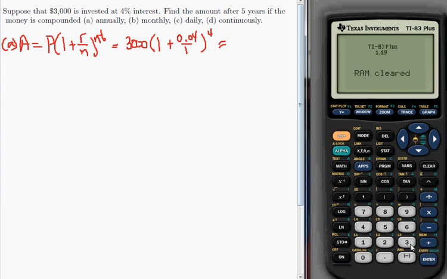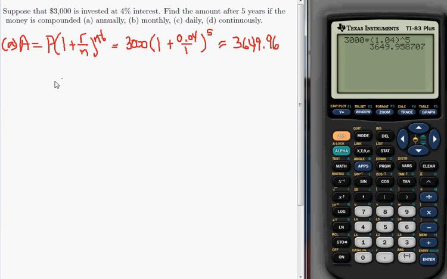So if we just simply plug that in, 3,000 times 1.04 to the 5th power, not the 4th power, that works out to be $3,649.96. And let me correct that. This should have been to the 5th power, not to the 4th power. So that's the first problem.